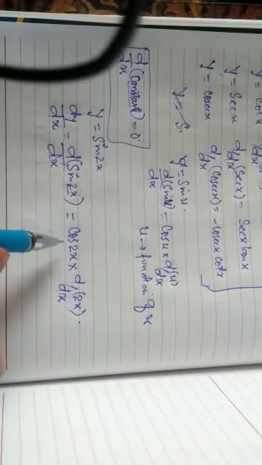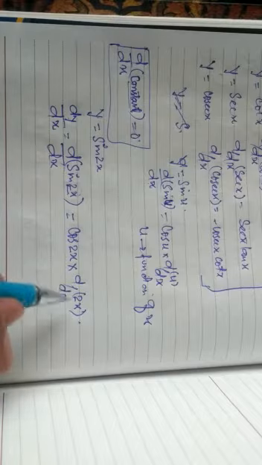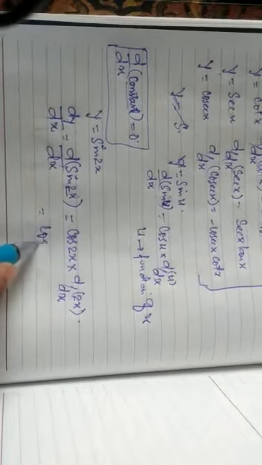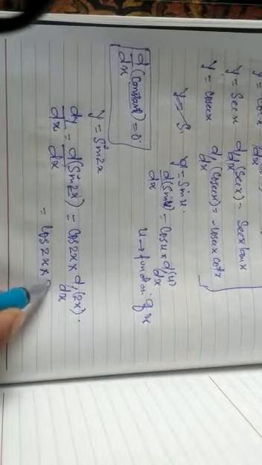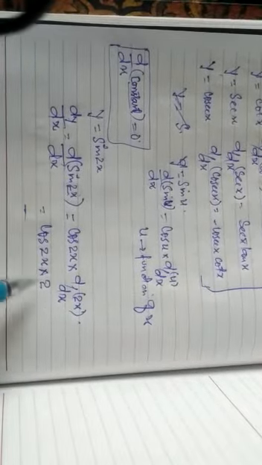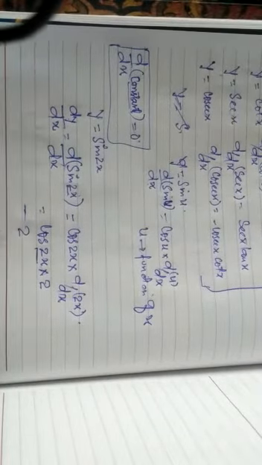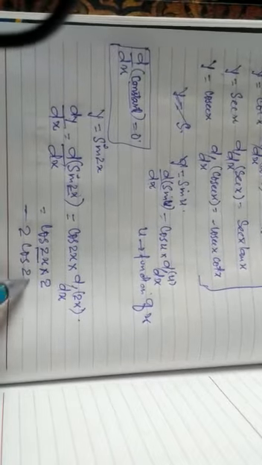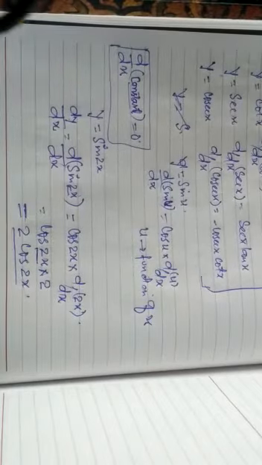We have to go on differentiating till we reach the x. Now the answer will be simply cos of 2x into 2, so the 2 comes out as 2 cos of 2x. This is the answer which you have to remember.